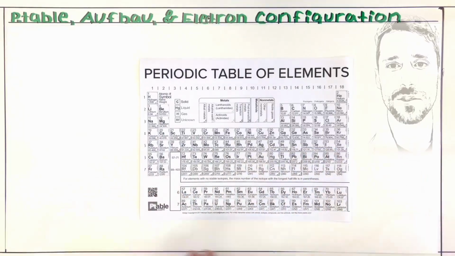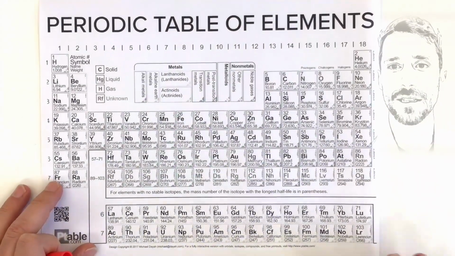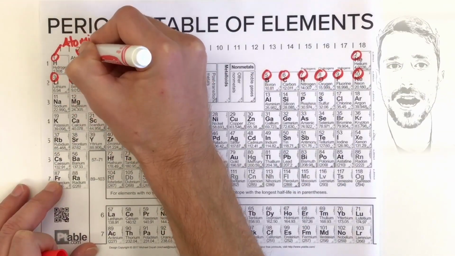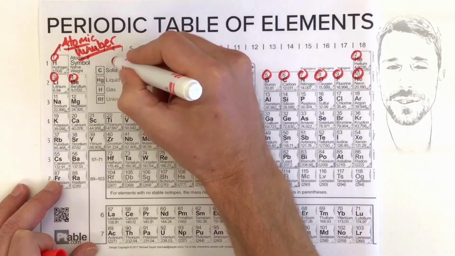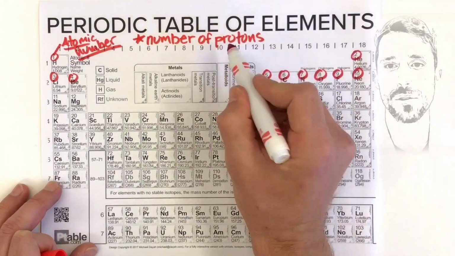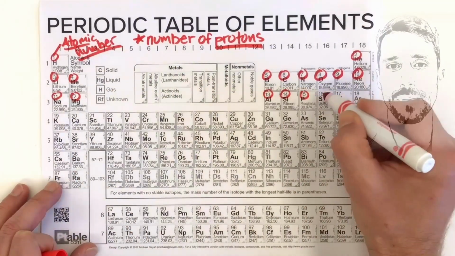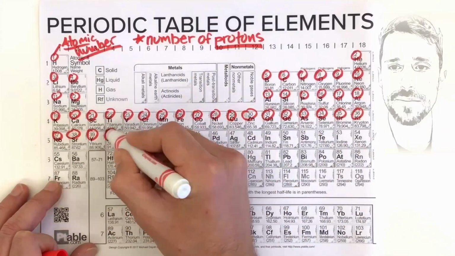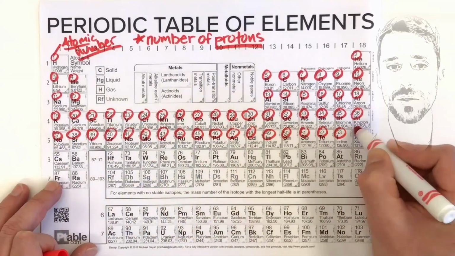As we're going left to right across a period here, we see it's arranged by the atomic number. That's the number of protons. So it's very important we know that the periodic table is arranged by number of protons. We see the number of protons increases by 1 for each one of these elements as we're moving left to right across the period.